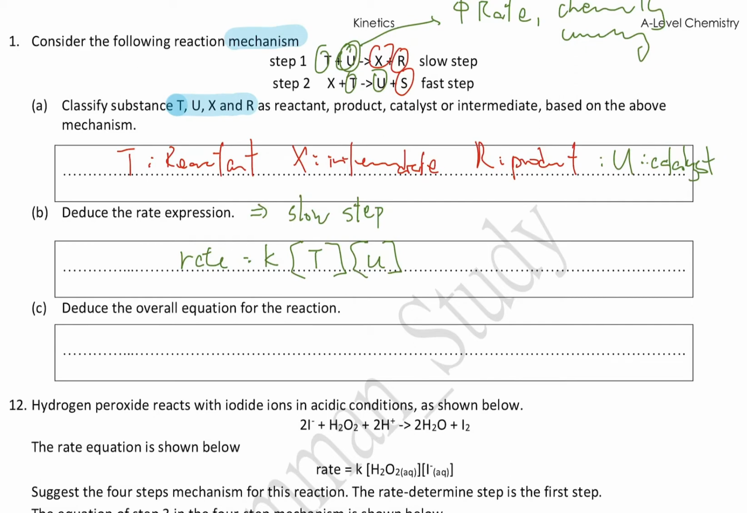And then for C, to combine the overall equation, we just add the left-hand side and the right-hand side together. So you have 2T plus U plus X for the left-hand side, and then add everything in the right-hand side together, so you should have X plus R plus U plus S. But you can see that something is duplicated, like U and U here, and X and X here. So to simplify, you will get 2T giving you R and S as the products.